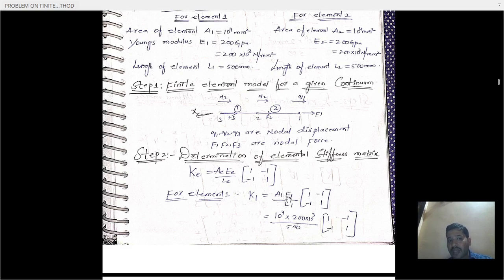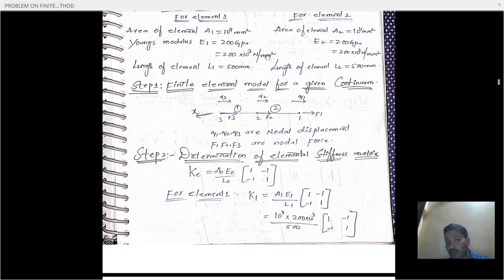And E1, the Young's modulus or modulus of elasticity of the material, how much is given here? 200 gigapascal. Okay, so we know very well 1 Pascal is equal to 1 Newton per meter square. If you want to convert to giga, it should be 10 power of 9.